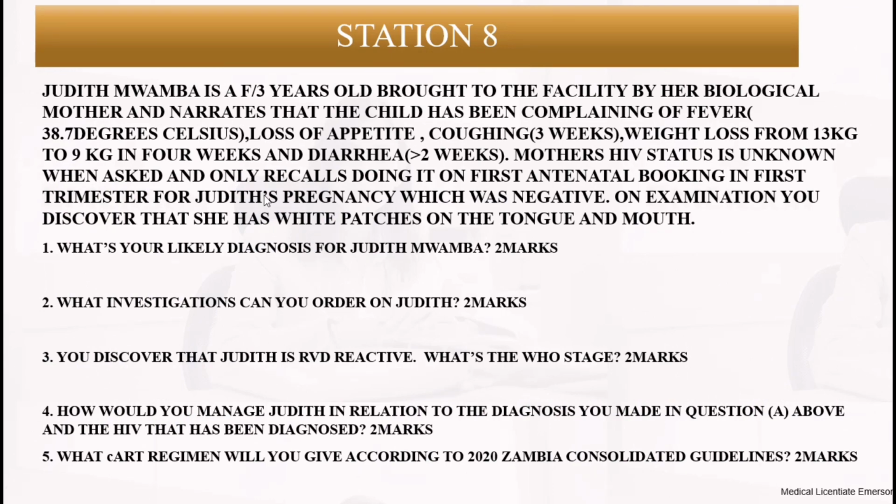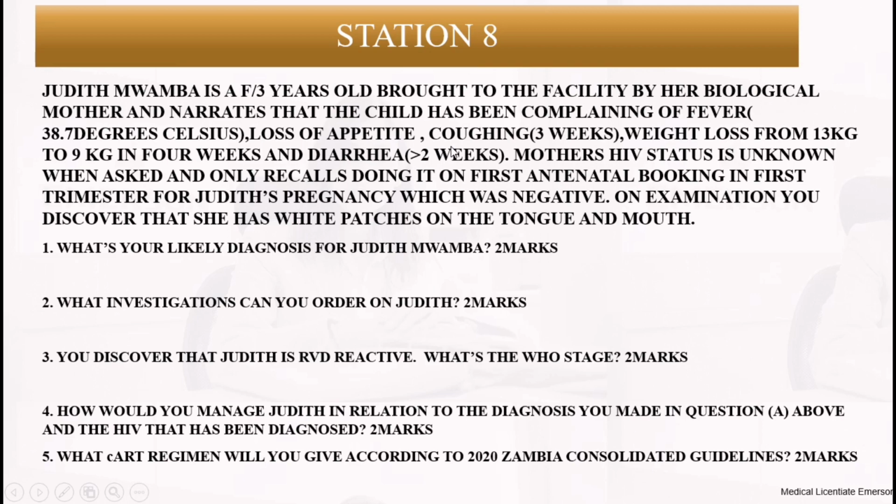For the scenario, Judith Mwamba is a female, 3 years old, brought to the facility by her biological mother, who narrates that the child has been complaining of fever. The fever is 37.8 degrees Celsius. Then there is also loss of appetite.